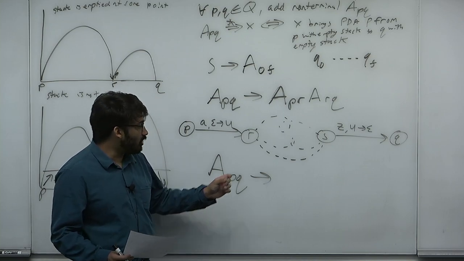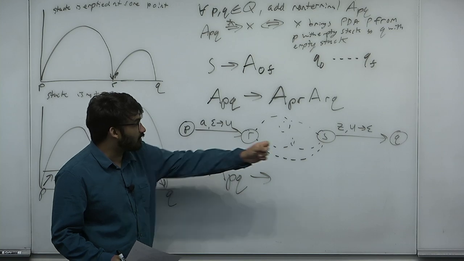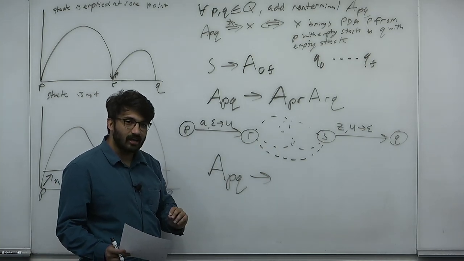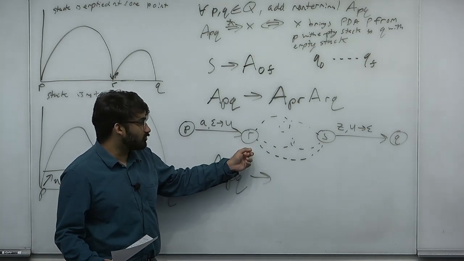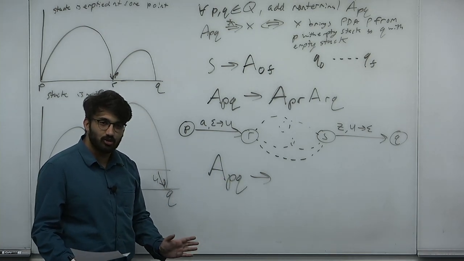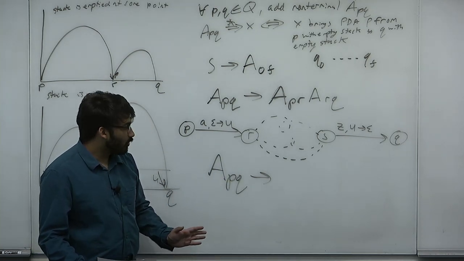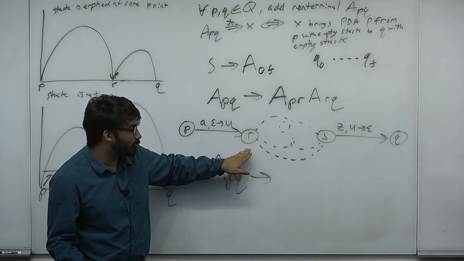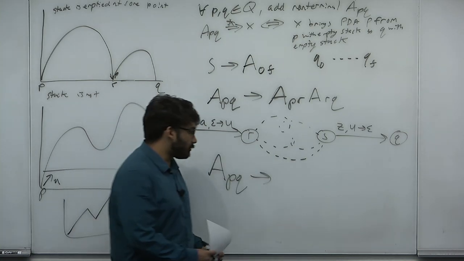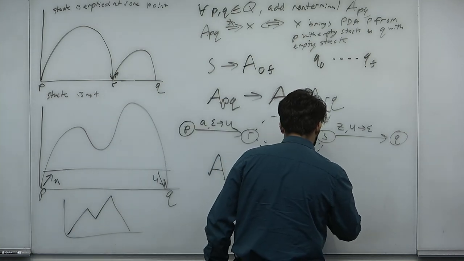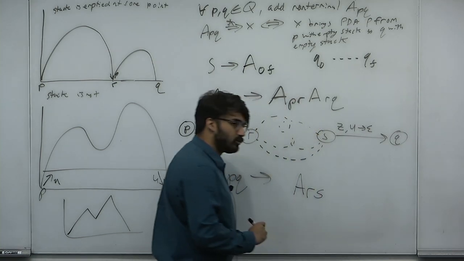So we know that the production from P to Q with just U in the stack is somehow a function of the productions from R to S with just U in the stack, right? What is the non-terminal to produce strings that take you from R to S? It's going to be ARS. Now this is almost done. What are we missing?